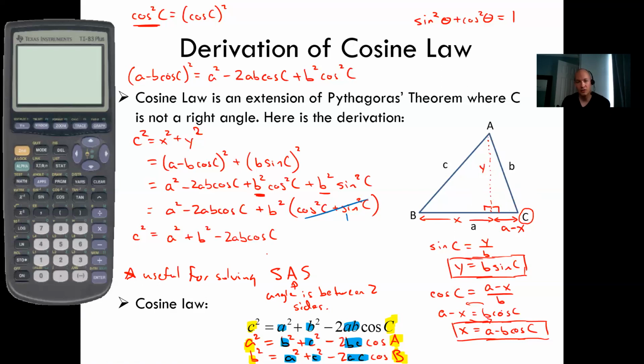Contrast that with sine law, where sine law, remember, was good for SSA triangles, where you have two sides and an angle, but the angle's not sandwiched in between. So anyway, we'll be looking at this a little bit more in the examples.